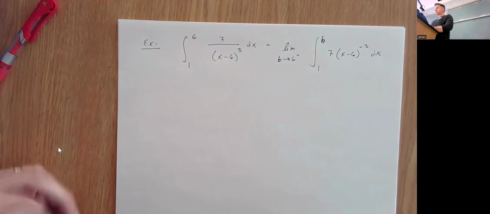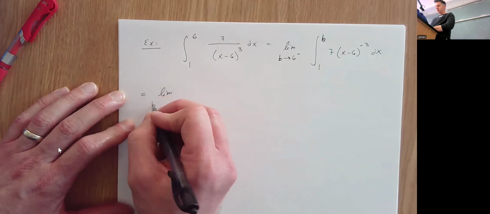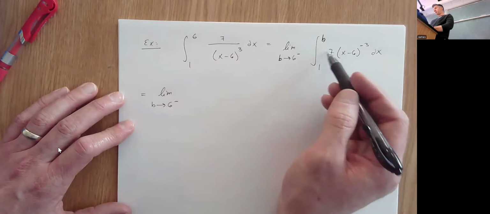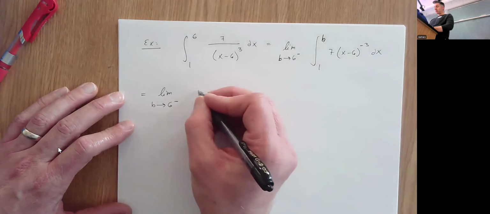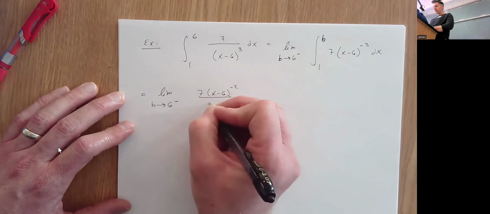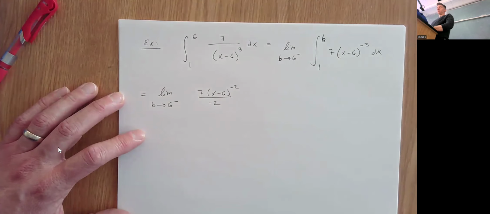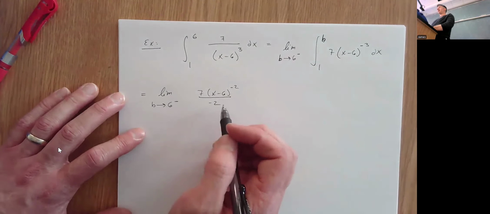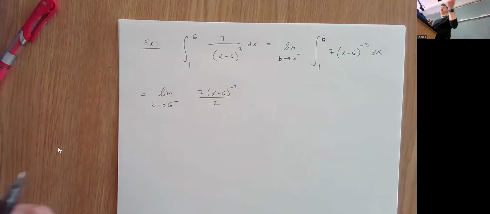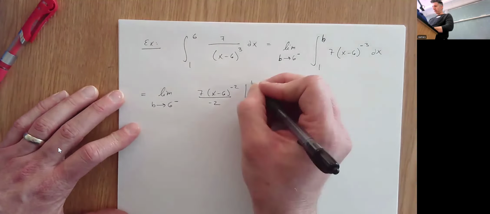Now, if we integrate this, the limit as b approaches 6 from the left, and then anti-differentiating 7 times x minus 6 to the negative third is going to give us 7 times x minus 6 to the negative second divided by negative 2. We don't have to divide or multiply by anything else special because our u sub would have just been u equal to x minus 6. Your du would have just been equal to dx, so there's not a constant we need to worry about here. Evaluated from 1 to b.